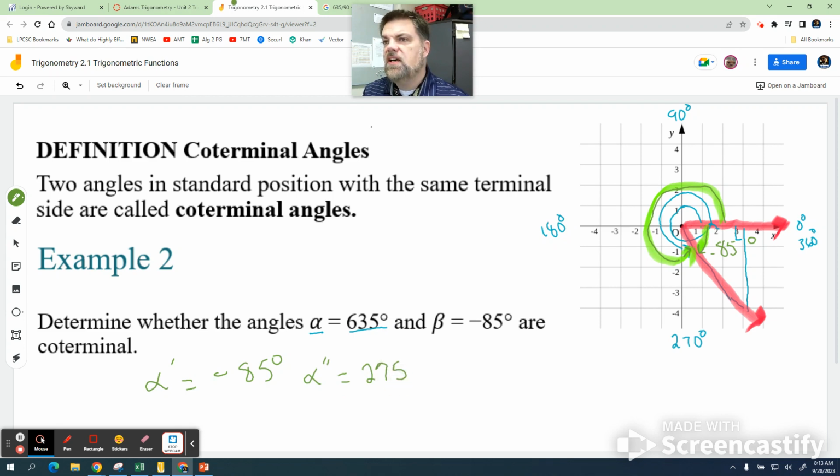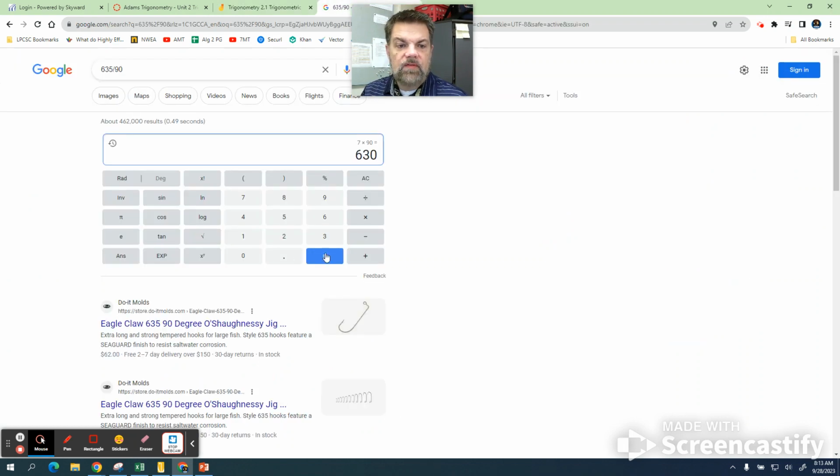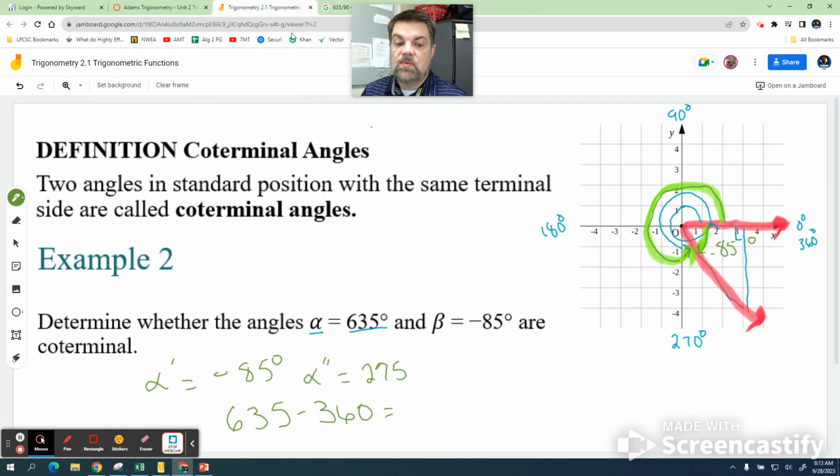So now this is where it gets a little tricky. Sometimes what we do is we could subtract a multiple of 360. In other words, what is 635 minus 360? Well, if I say 635 minus 360, guess what I'll get? The 275. But sometimes that works and sometimes it doesn't work.